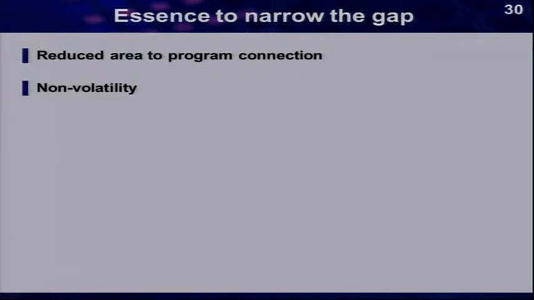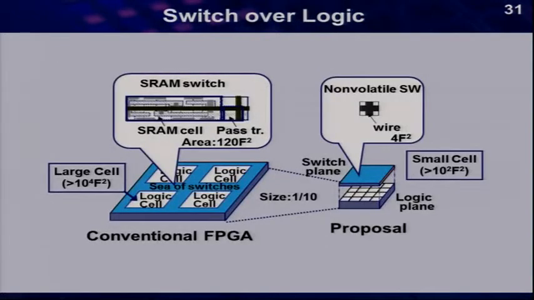So to narrow the performance gap, we need to reduce the area of programmable connections, which occupy 96% of programmable logic. We also need non-volatility to store the data without power consumption. The atom switch has these two features and enables us to narrow the gap.